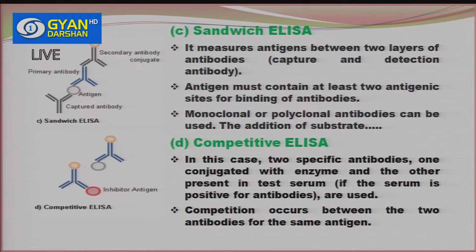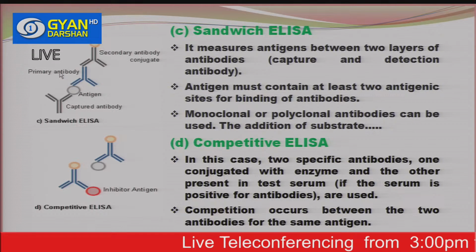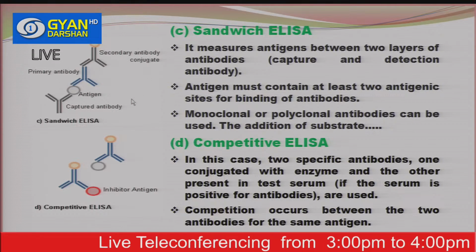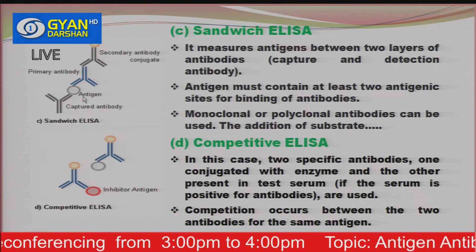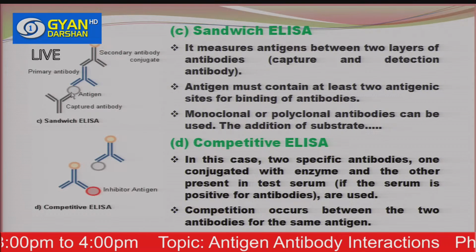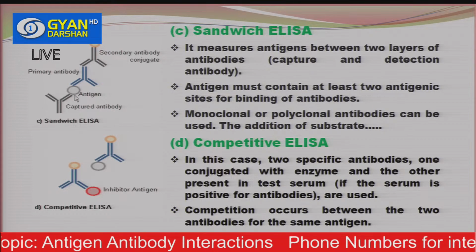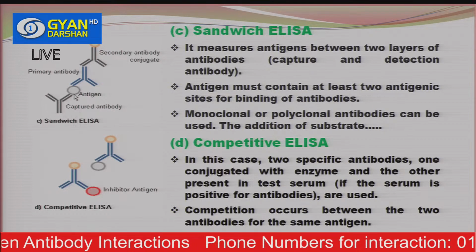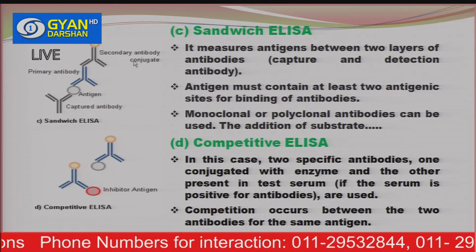And the third one is the sandwich ELISA. You can see here the sandwich ELISA. The capture antibodies, the antigens, primary antibodies and secondary antibodies. You can see a sandwich-like structure of antigens. The antigens bind with the capture antibodies, which you can coat on the microtiter plate or tubes. Then another is the primary antibody, then we can utilize the secondary antibodies.